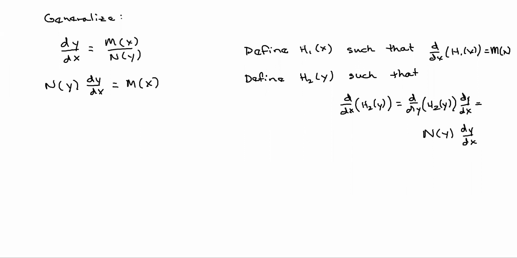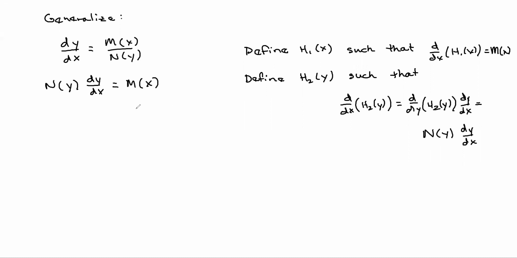So we're going to pick h1 of x such that if we took the derivative of h1 of x, we got m of x. That's another way of saying that h1 of x is the antiderivative of m of x. And we're going to define h2 of y such that if we took the derivative of h2 of y, using the chain rule, we'd get the derivative with respect to y of h2 of y times dy/dx. That's another way of saying that h2 of y is an antiderivative of n of y. So we're finding the antiderivative of m of x, that's h1 of x, and the antiderivative of n of y, that's h2 of y.